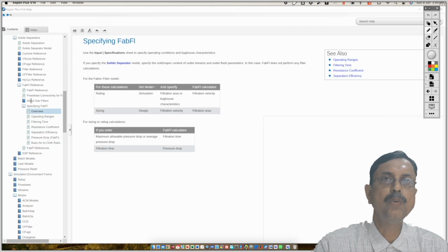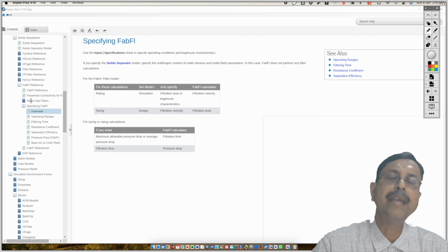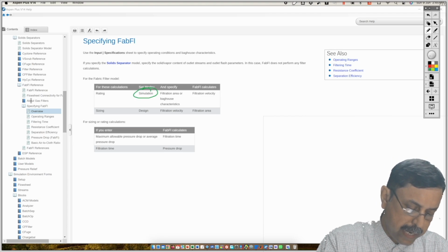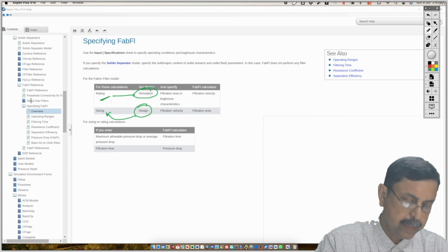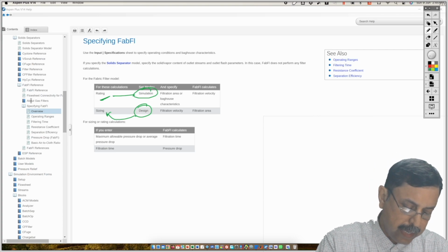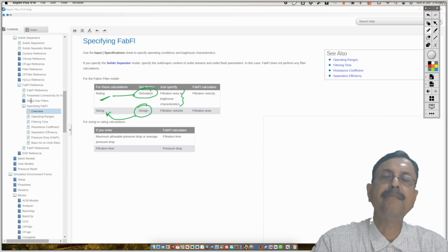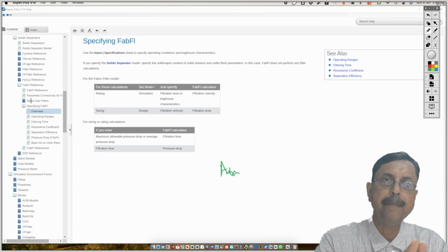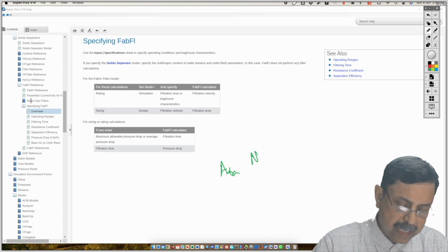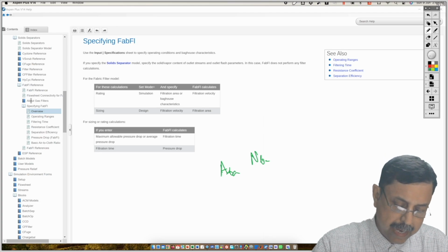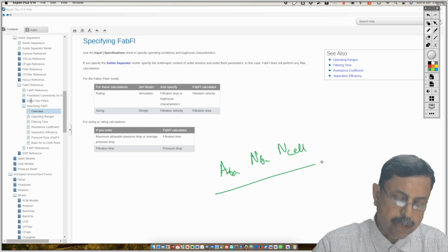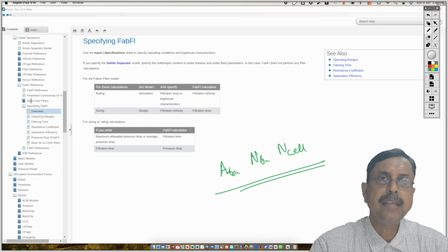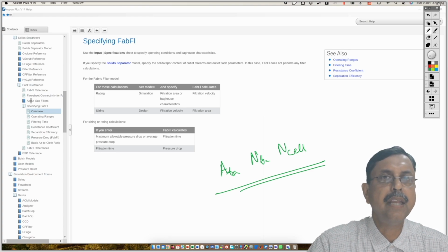Just like the previous few models that we have learned, the fabric filter also can be run in two modes. One is simulation mode, another is design mode. Simulation mode will do the rating calculation, whereas design mode will do the sizing calculation. In the simulation mode, you have to specify the filtration area or the bag house characteristics. That means you have to provide the total surface area of the fabric material of the bag, the number of such bags in a cell, and the number of such cells. If you multiply all those three, you will get the total filtration area. Or you can specify the total filtration area directly.